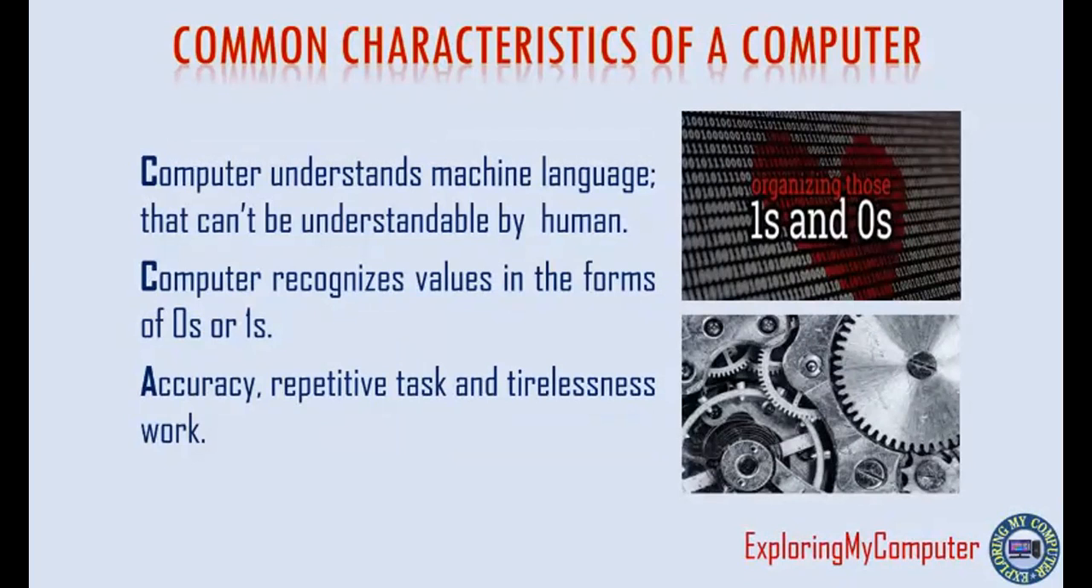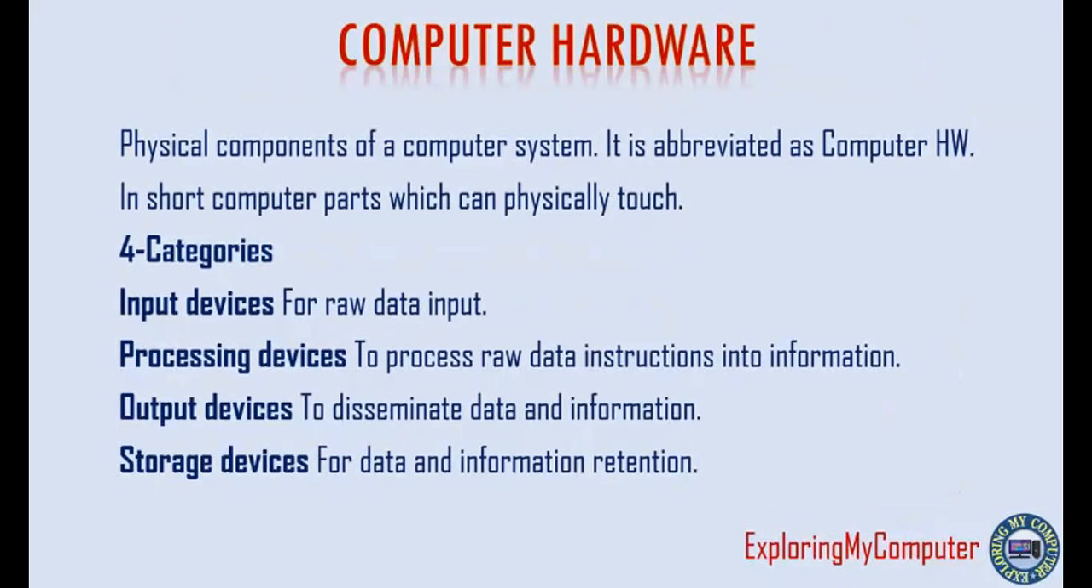Computer hardware is the physical components of a computer system. It is abbreviated as computer HW or HW. In short, computer parts which we can physically touch. Four categories. Input devices for raw data input. Processing devices to process raw data instructions into information. Output devices to disseminate data and information. Storage devices for data and information retention.